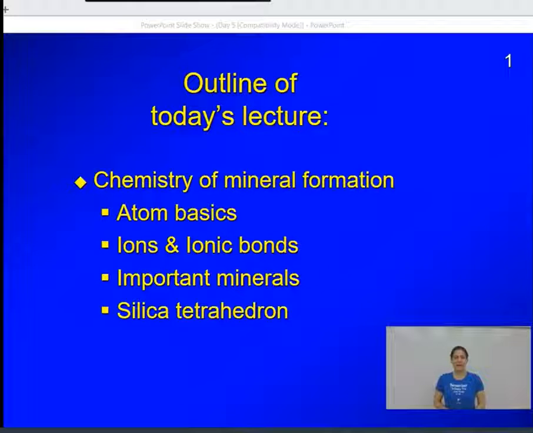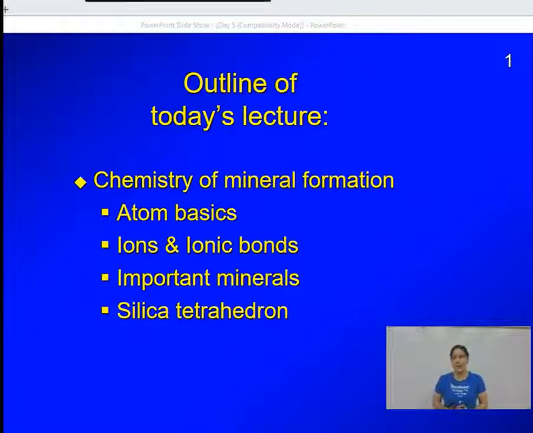So here's the plan for today's lecture. We will be focusing on the chemistry of mineral formation because I know you all love chemistry. This is the reason why you care about chemistry. So we'll start off with just some real basics about the atom. It's going to be review for some of you, but some of you might have forgotten about it or maybe never learned about it. So just some basics about chemistry of the atom.